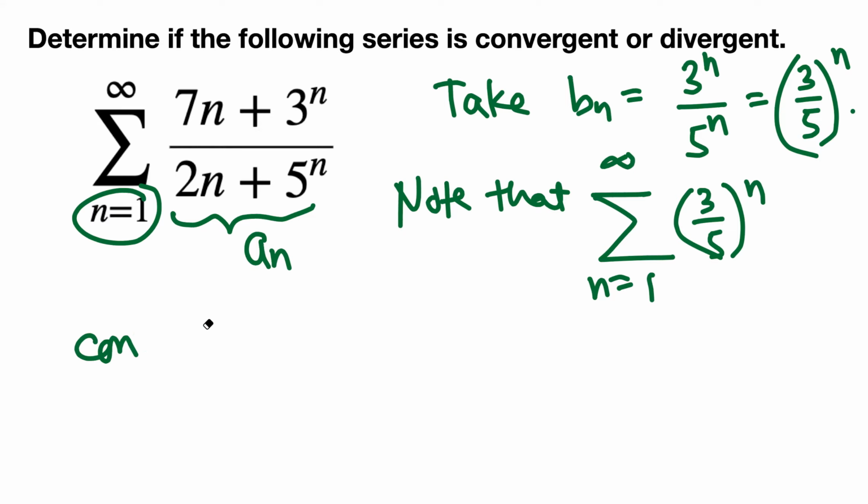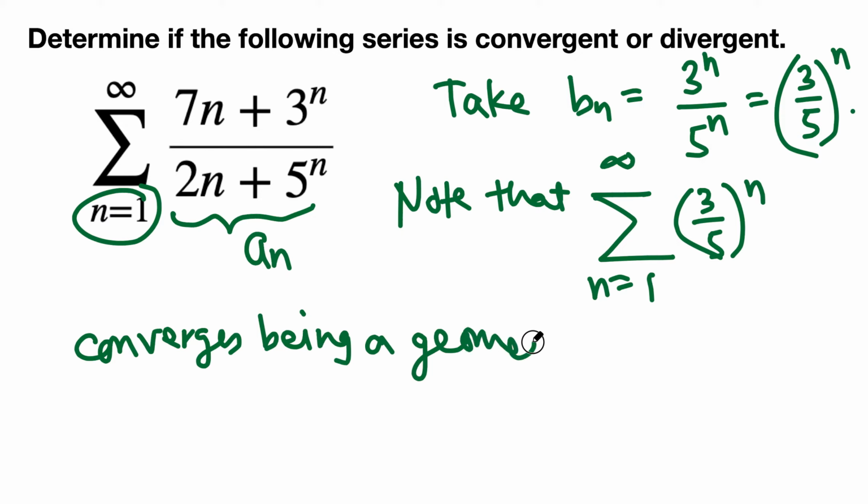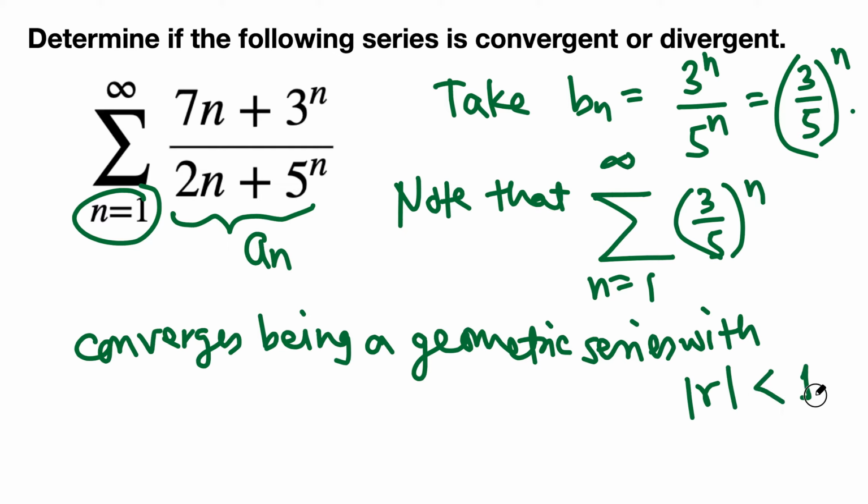It converges, being a geometric series with the absolute value of common ratio, which is 3/5, less than 1. If this happens to be bigger than 1 or equal to 1, then the series diverges.